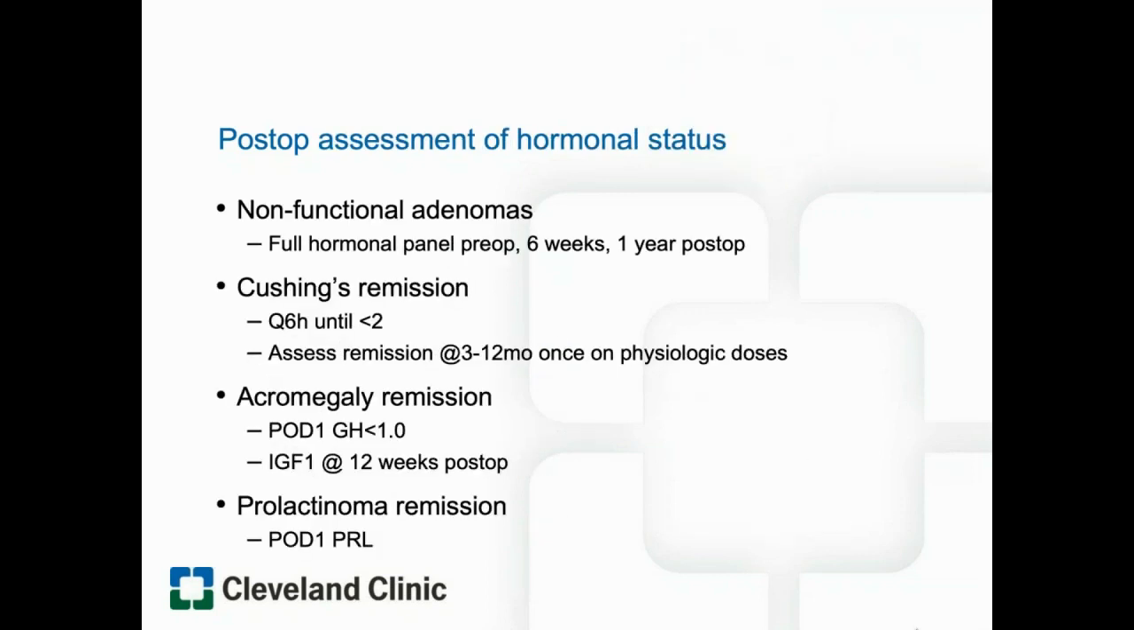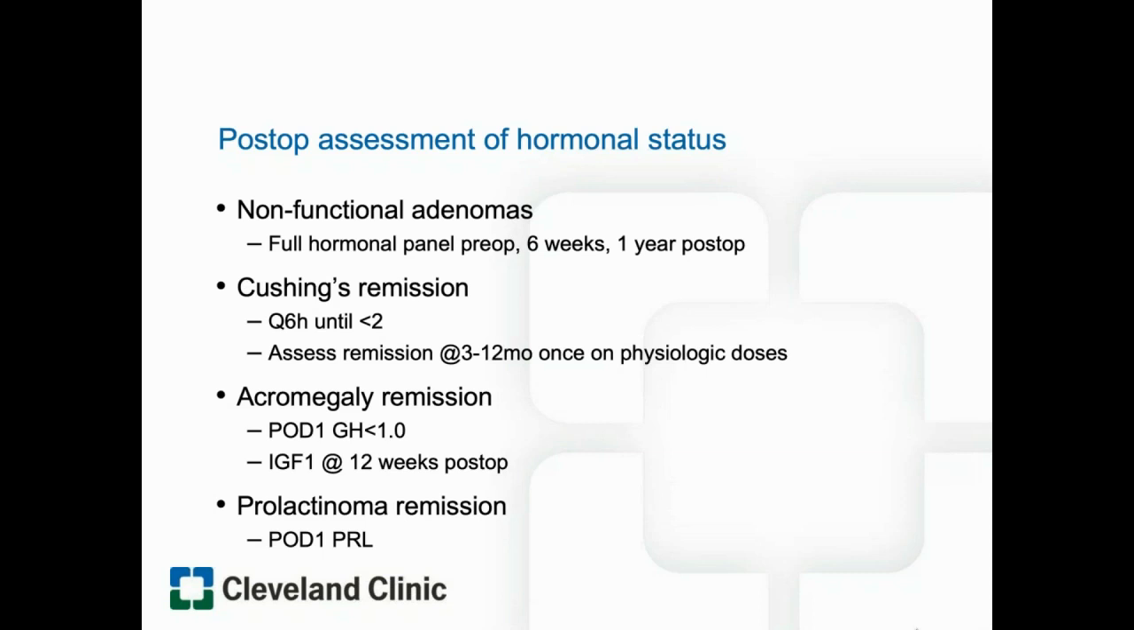How about assessment of your pituitary hormones after surgery? For patients who have non-secreting tumors, of course, everyone gets a full panel before surgery. We tend to check the whole panel again at 6 weeks and again at 1 year. In patients who have Cushing's, as we talked about, we do an immediate assessment for remission. But then over the course of 3 to 12 months, once the patient's on physiologic doses of steroid or even off steroid, we can reassess for full remission by doing some of the usual tests.